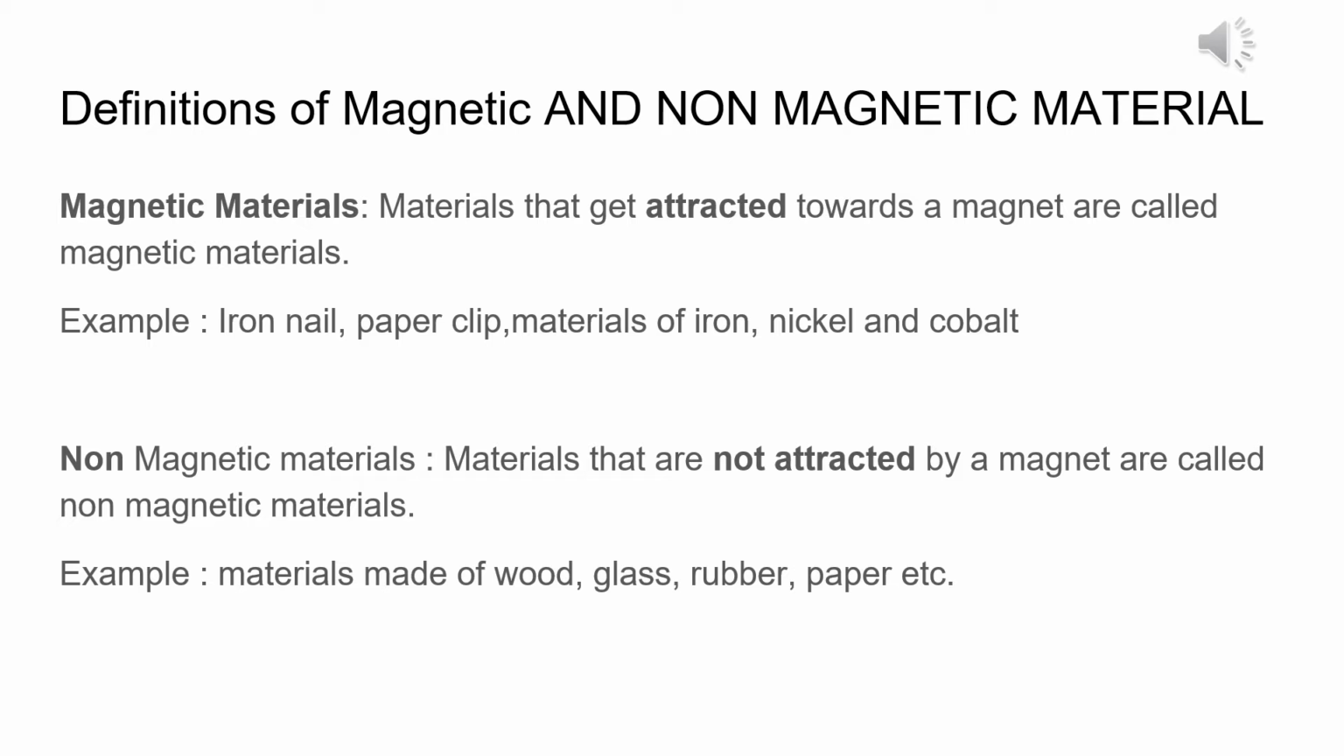So whatever material is made up of wood, glass, rubber, your ruler, your pencil box, half things are magnetic and half things are non-magnetic. So it's a simple activity. You can do it by yourself. See what objects are attracted towards a magnet and what objects are not attracted to a magnet.